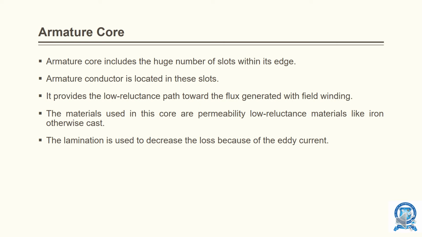Armature core. The armature core includes a huge number of slots on its edges. The armature conductors are located in these slots. It provides a low reluctance path for the flux generated by the field winding. The materials used in this core are low reluctance materials like iron, otherwise cast iron. Laminations are used to decrease the loss because of eddy current.